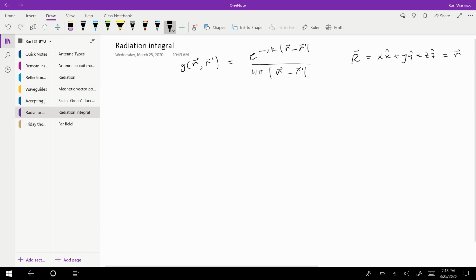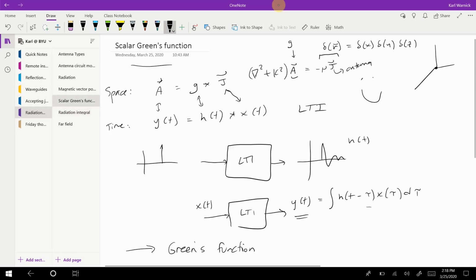But things have gotten a bit more complicated in the radiation material. We have 2 points. R prime is where the source is, so we call that the source point. That's where our current is located. The point r is the field point, also sometimes called the observation point. Okay? So the r and the r prime are exactly like the t and the tau in the convolution integral. In the convolution integral, we had a tau, which represents the argument of the input. Then we had t, which represents the time variable on the output.